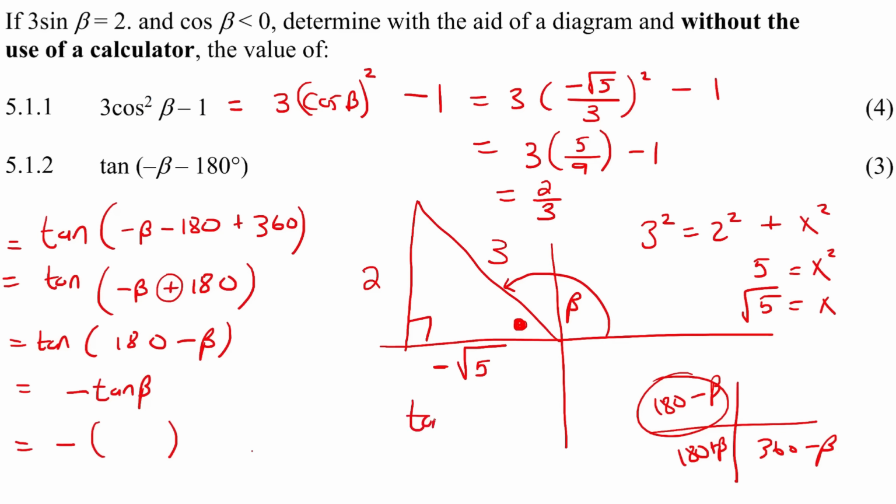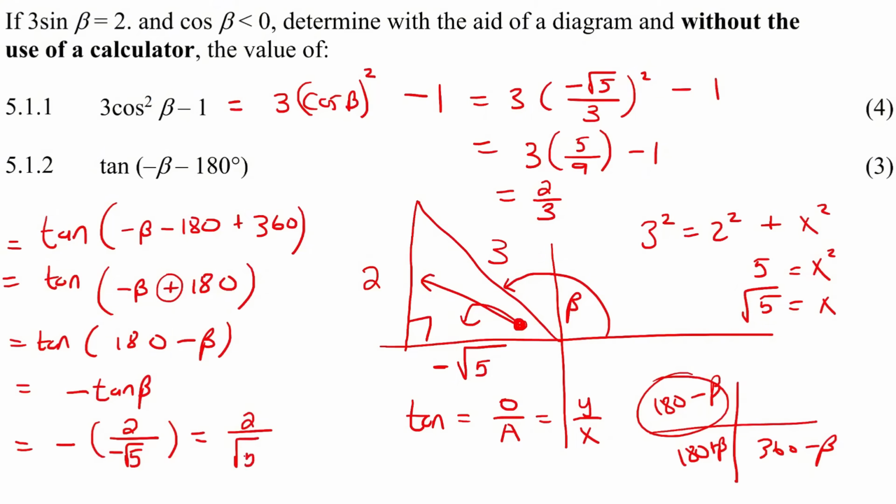I know that tan is opposite over adjacent. Or if you prefer the XYR method, it's y over x. So it's going to be 2 over minus square root 5. And the two negatives will cancel. And so you end up with 2 over square root 5.